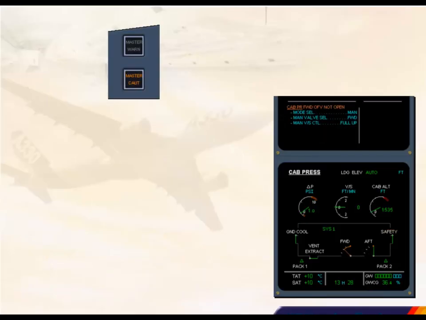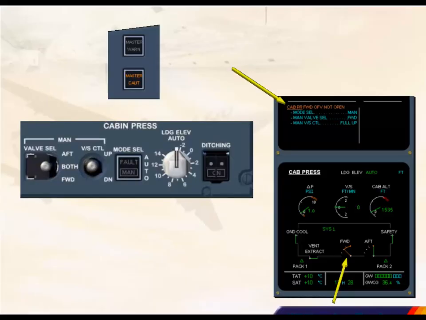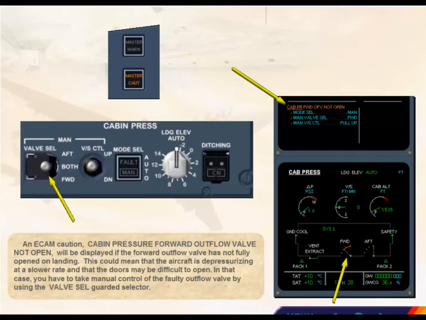An ECAM caution cabin pressure forward outflow valve not open will be displayed if the forward outflow valve has not fully opened on landing. This could mean that the aircraft is depressurizing at a slower rate and that the doors may be difficult to open. In that case, you have to take manual control of the faulty outflow valve by using the valve selector guarded selector.